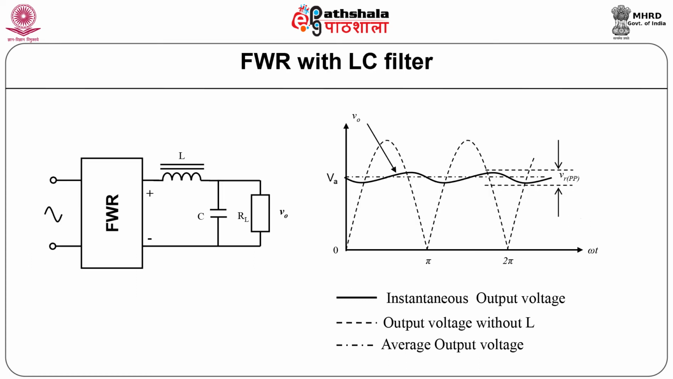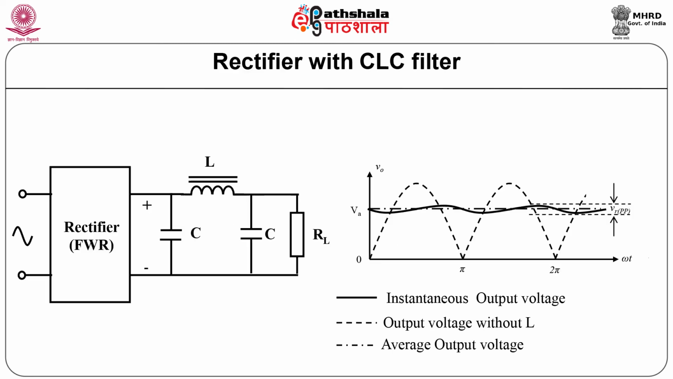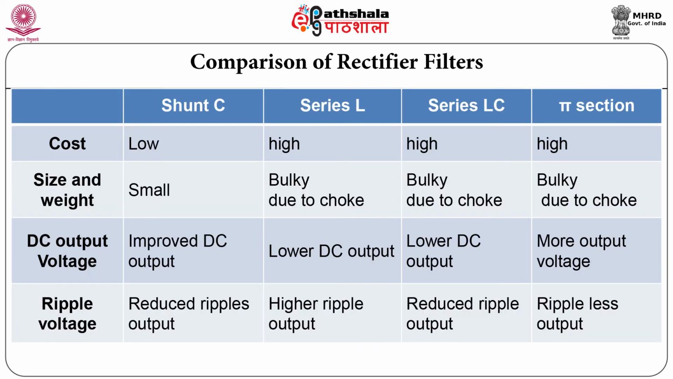The DC content can be increased using LC filters. The LC filter reduces the ripple and increases the DC content as shown in the figure. This ripple can be still reduced using a CLC filter as shown in the figure. Now we will compare all these types of filters. The CLC filter is also called the pi section. These are the comparisons.